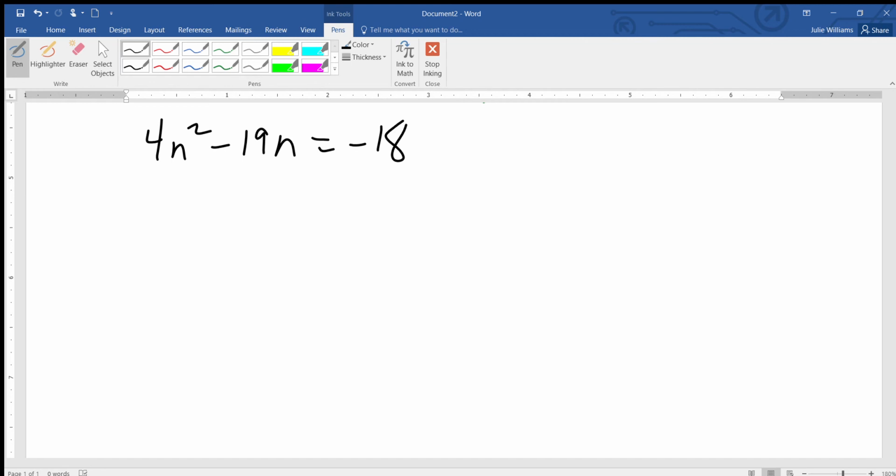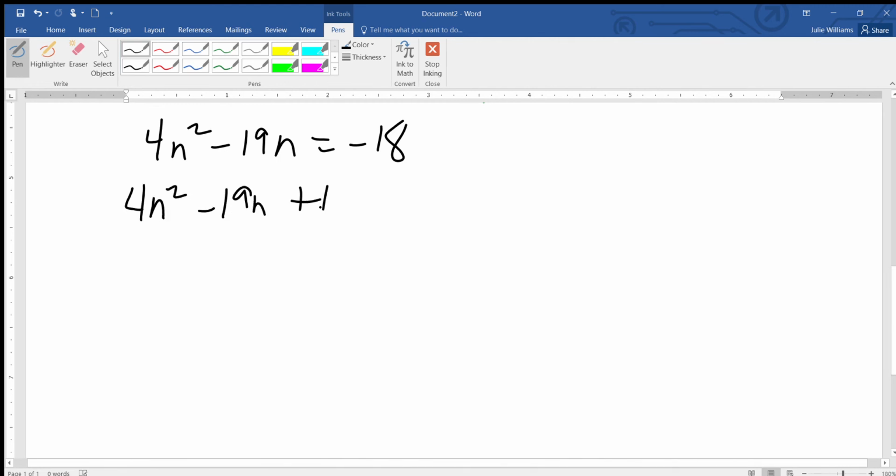But what's wrong with that? What's wrong with that is that it's not set equal to 0. Okay, so we have to set it equal to 0 first. So I have to add the 18 to both sides. So 4n squared minus 19n plus 18 is equal to 0. Now I can use it. Okay, it's going to give me a completely different answer with a positive 18 as my c versus a negative 18. Okay, so let's identify our a, our b, and our c. So a is equal to 4, b is equal to -19, and c is equal to 18.